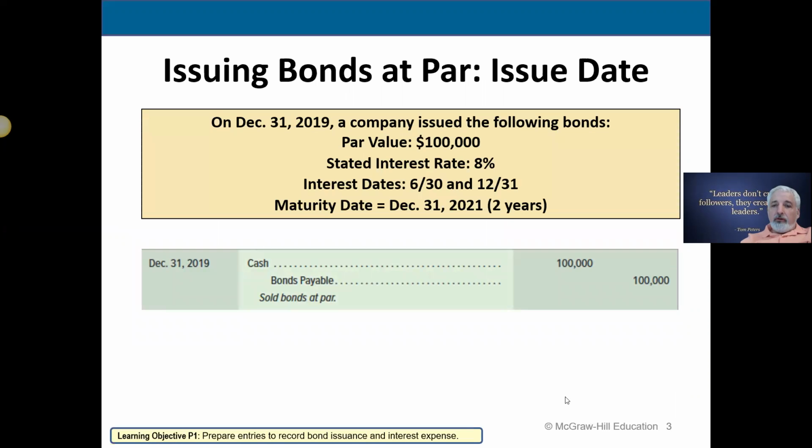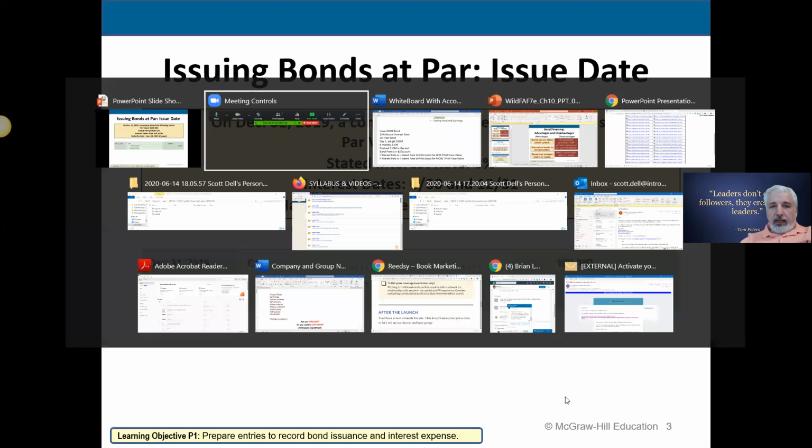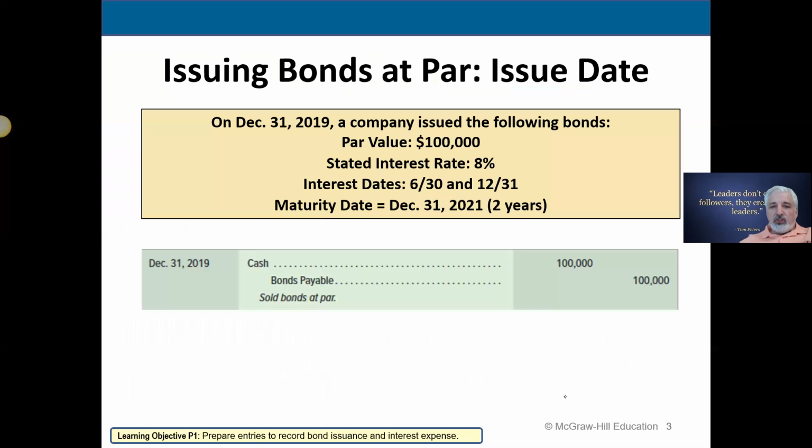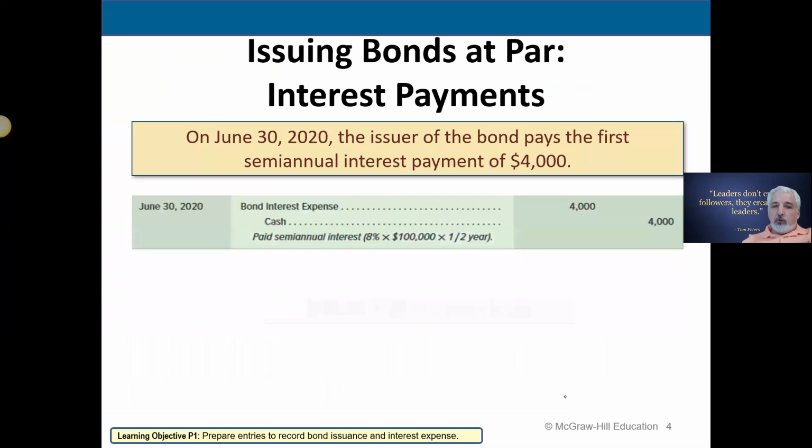So we issue at par. Par means the stated rate equals the market rate. So in our example of 10%, when we were taking a look at the bonds associated, we had $10 million, 10%. That means the stated rate equals the market rate, in this case 8% equals 8%. So we get the cash and we have a bond payable showing up on our books. As we pay, the interest expense gets recorded.